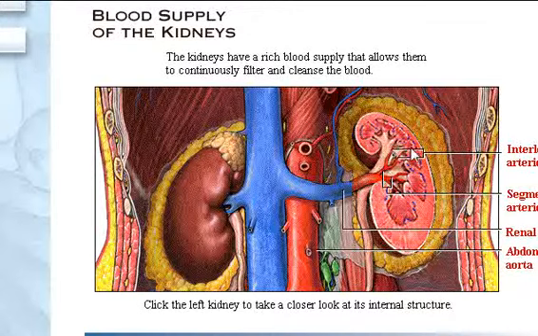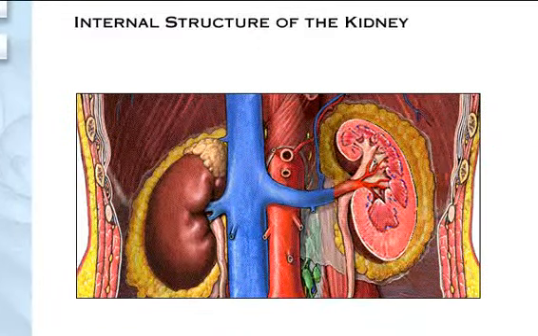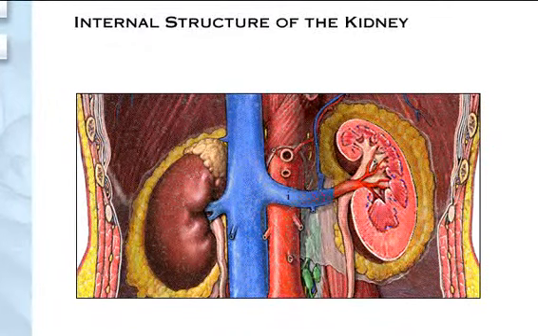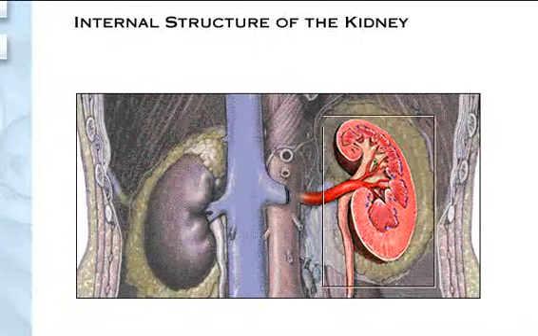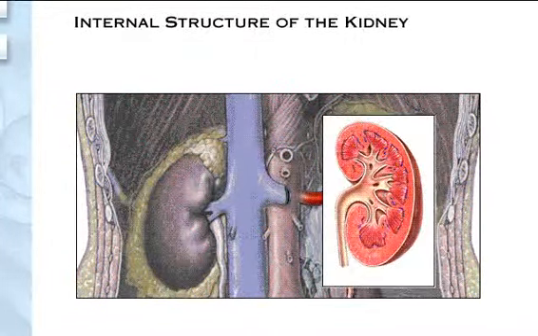So, we have the interlobar arteries, which are called so because of their location. I'm going to click a little bit lower, but they are in the lobes. So now we're going to take a closer look at the internal structures. I like how it blows it up.